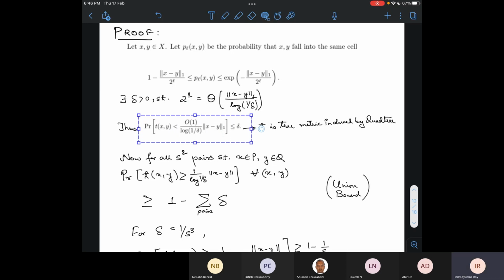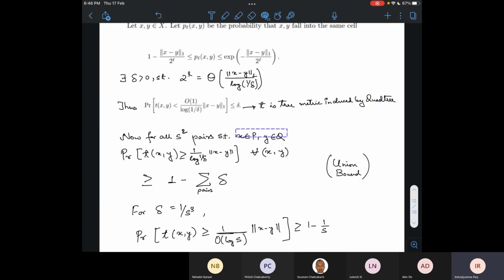And now, given this bound between a given pair of points, for a finite support set, P and Q, you have s square such pairs. So s square such ways of messing up this probabilistic bound. So you take a union bound to get the probability over the sets, the distance bounds over the distance. Pessimistic, right? Yes, it is. Yes, it's the pessimistic one.